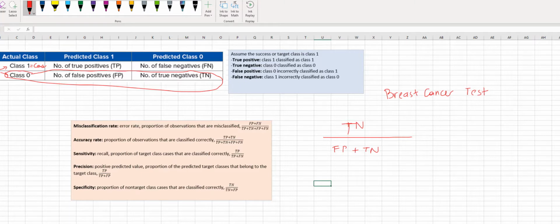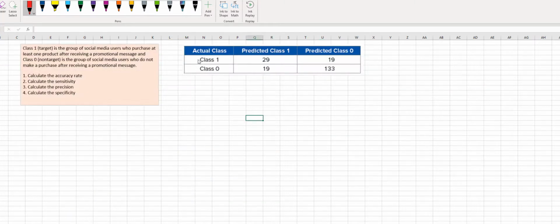Next, let's see one example. Here, class 1, the target group, is the social media users who purchase at least one product after receiving a promotional message. Class 0 is the group of social media users who do not make a purchase after receiving a message. We want to calculate first the accuracy rate, then sensitivity, then precision, and then specificity. Predicted class 1, actual class 1, so this is true positive. Here are true negatives. Here we have false negatives, and here false positives. For the accuracy rate, the first one, correctly identified TP plus TN divided by all observations.